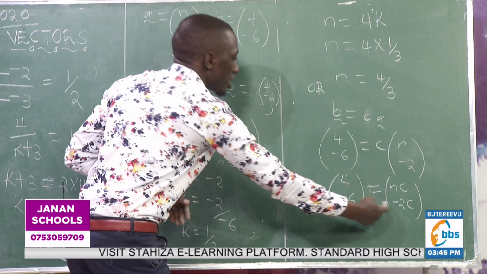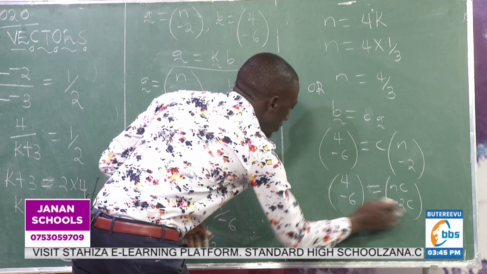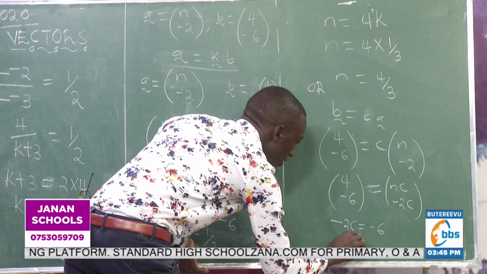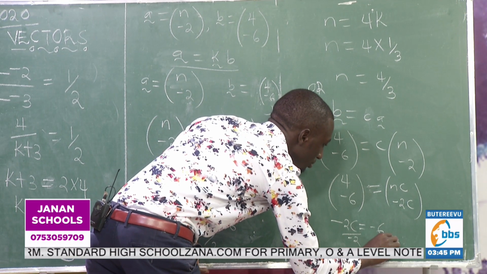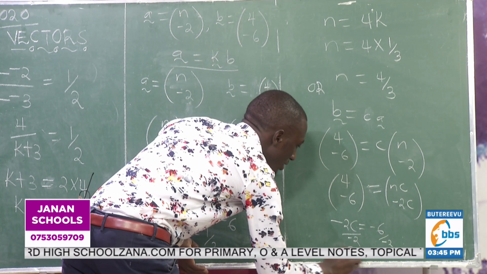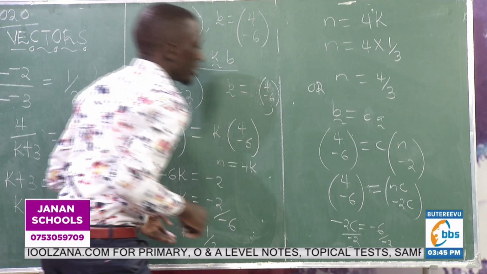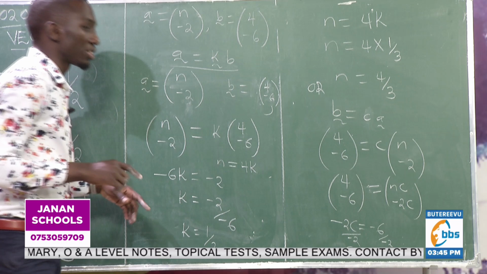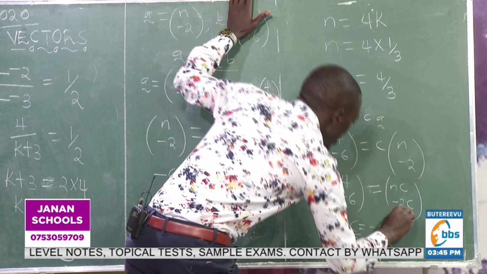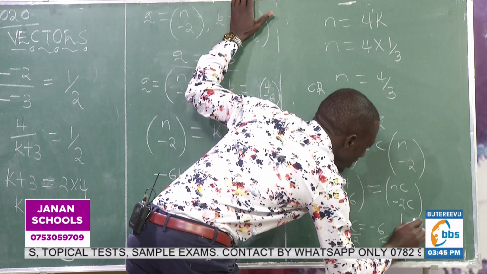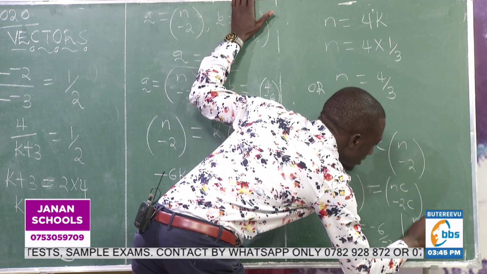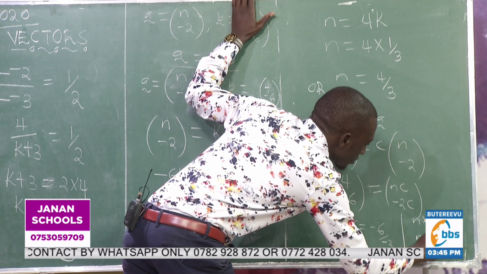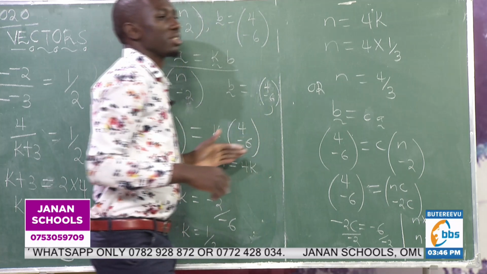So I equate those in x, those in y. When I equate these in y, I'll get negative 2c equal to negative 6. When you divide by negative 2 on both sides, I'll get my c as 3. So when I come back here, I want to get n. I have nc equals 4, and I already got my c as 3. So 3n will be equal to 4. When I divide by 3, I'll still get my n as 4 out of 3. So you still get the same answers.